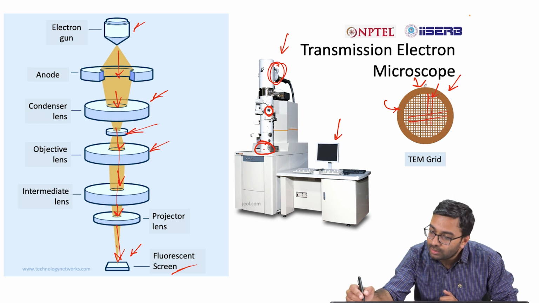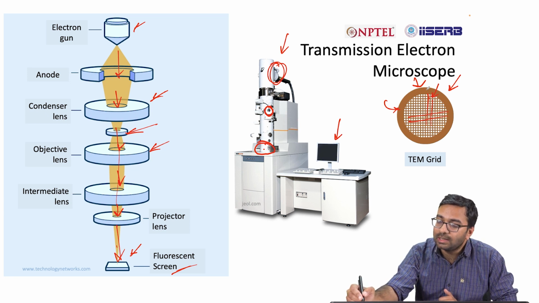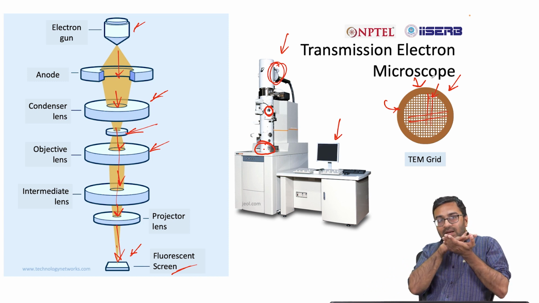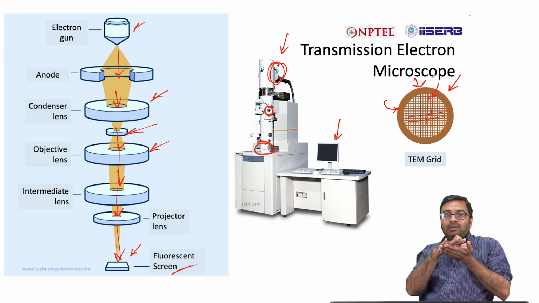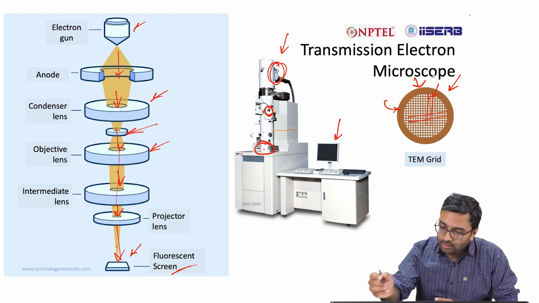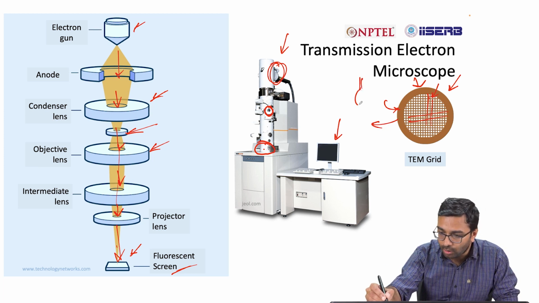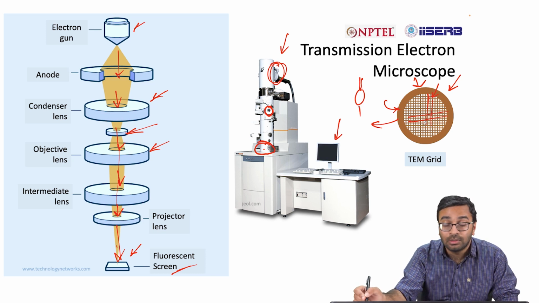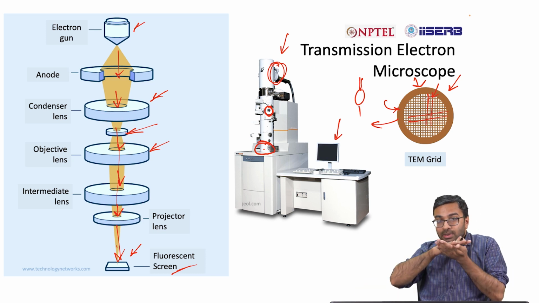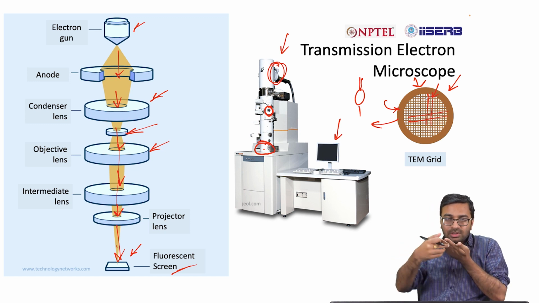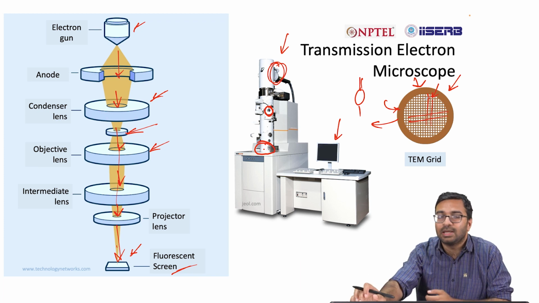Now if you want to characterize, say, nanoparticles, you should use a TEM grid having a transparent carbon layer beneath, because the usual process is you take this TEM grid, you drop cast your sample on top of it, and you dry it out. Now if there is no transparent carbon layer beneath, then the nanoparticles will go through this mesh and you will find no sample is there.